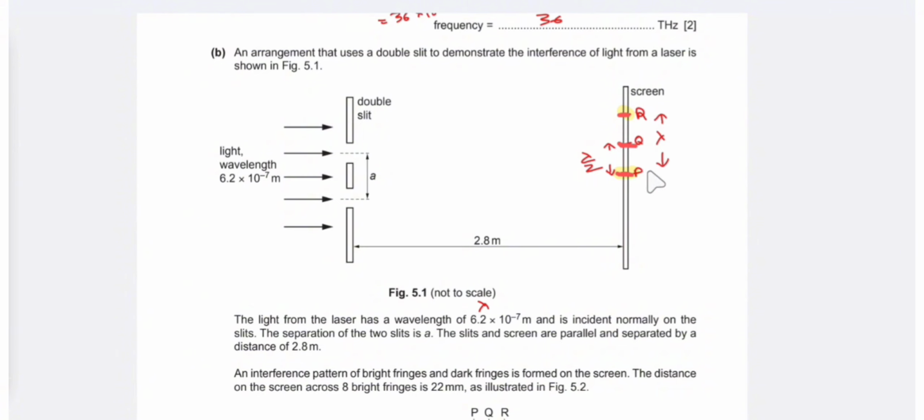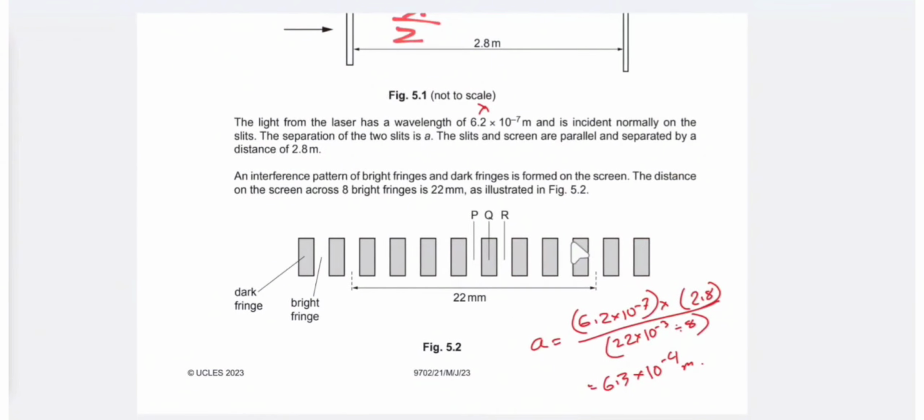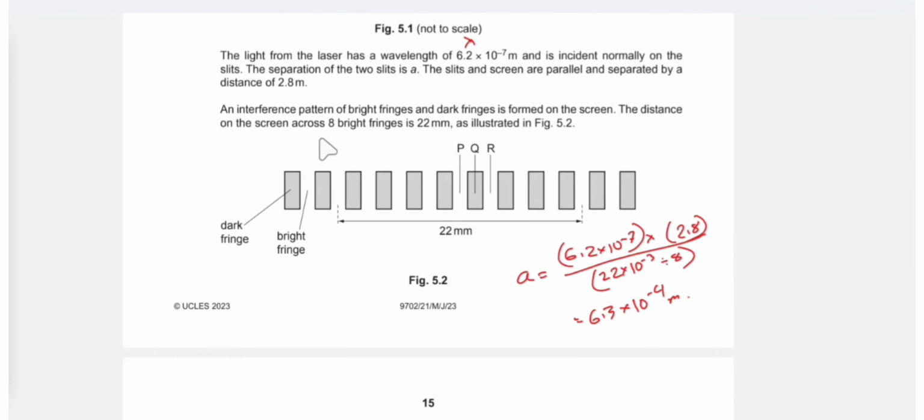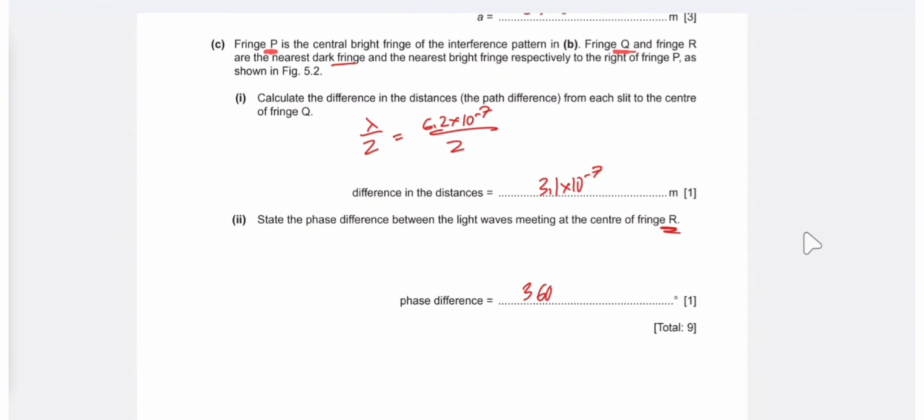So path difference between adjacent bright fringes, that is bright and bright, is lambda. But since Q is a dark fringe and P is bright, bright and dark would be lambda by 2. Adjacent bright fringe, bright and bright, is lambda, but bright and dark is lambda by 2. So P is bright and Q is dark, so the path difference is lambda by 2. And what is the value of lambda? Lambda is 6.2 into 10 to the power negative 7, divided by 2, that is 3.1 into 10 to the power negative 7 as the path difference to the center of Q.